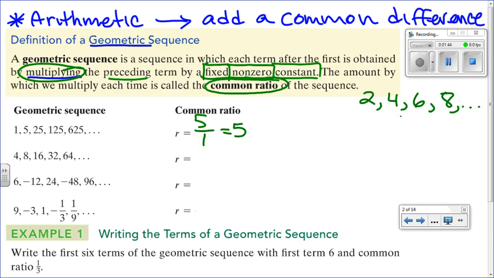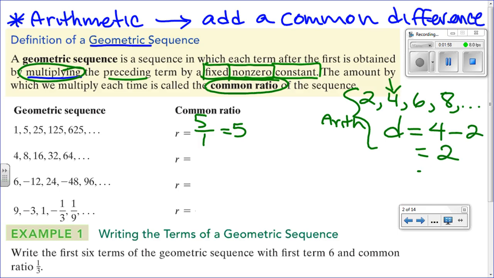How would I find the common difference? Remember, this one is subtract, right? So you could take the second term minus the first term, and then you will get a 2. Or you could do, let's say, the fourth term, 8, and subtract the third one, the preceding term, right? So with the geometric sequence, we'll do the same thing, but dividing instead.